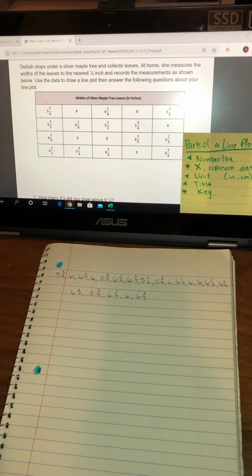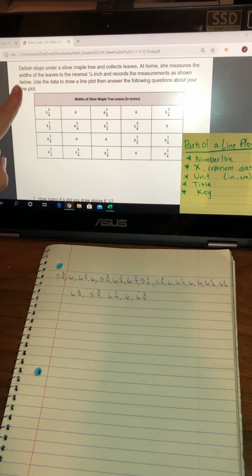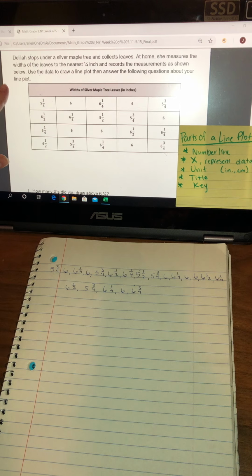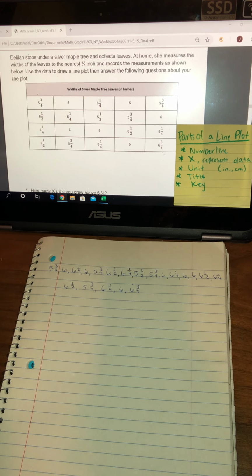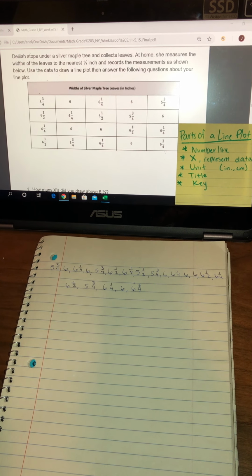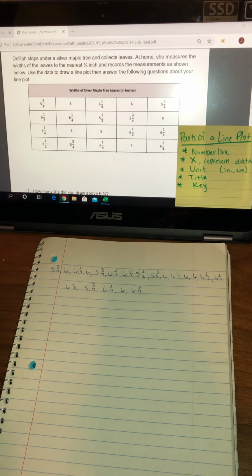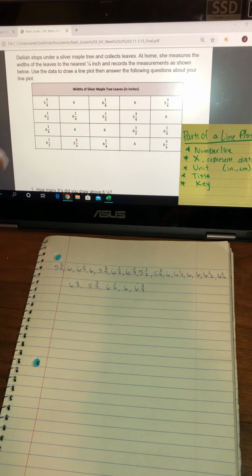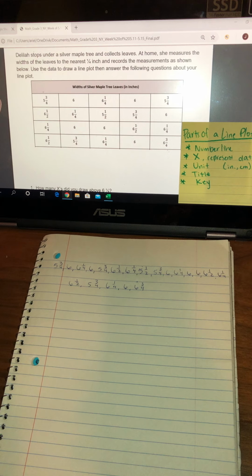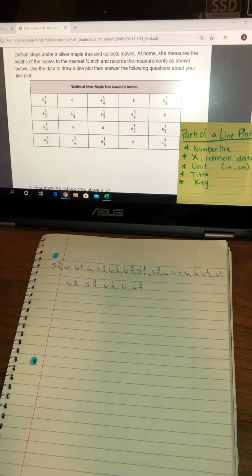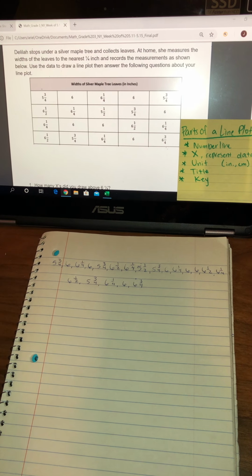First, I'm going to read the plot problem. Delilah stops under a silver maple tree and collects leaves. At home, she measures the width of the leaves to the nearest 1/4 inch and records the measurements as shown below. Use the data to draw a line plot. Then answer the following questions about your line plot.